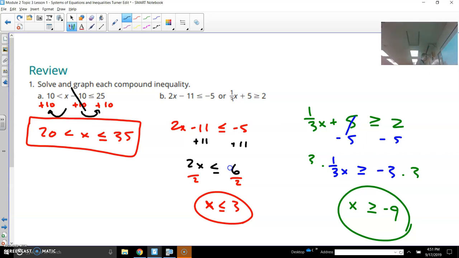Next, we have an OR problem, and so we need to solve each one individually. And so I start by adding 11, dividing by 2, and I find out that any value less than 3 is a solution. Remember that if it's OR equal, you will fill the dot in, versus if it's only less than or only greater than, it's an open circle.